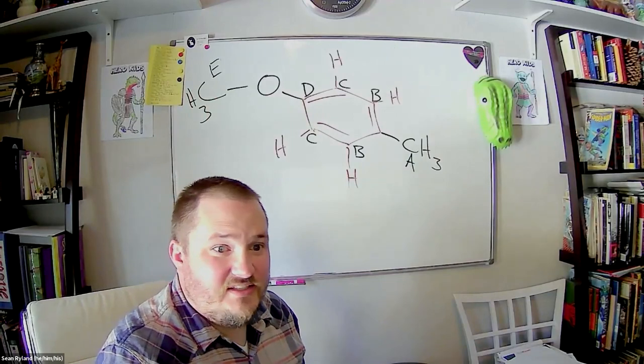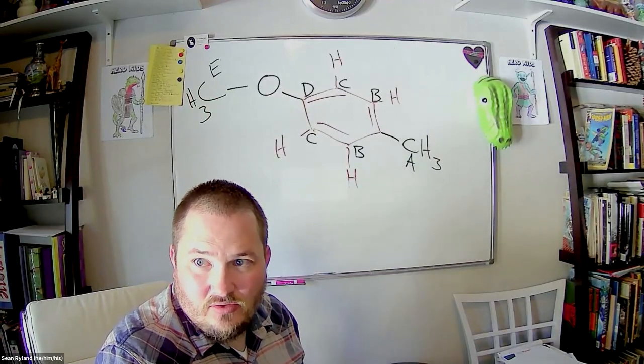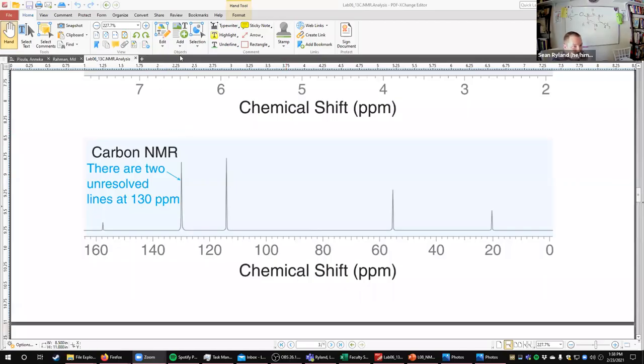So we can assign each of these peaks now just based on where they are. The one that's the most shielded, the only thing that shows up all the way down there, is going to be peak A. Right, alkyl groups are more shielded than aromatic carbons, so it's all the way down there.